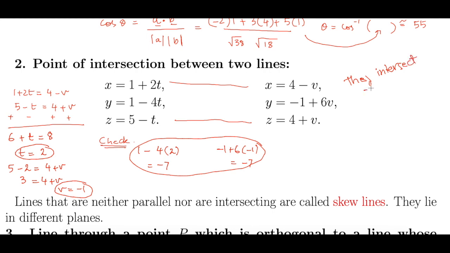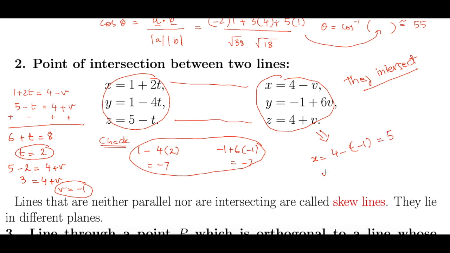Okay, so now it's a piece of cake. Now we can put either the value of v here or the value of t here. It doesn't matter which one we choose. So let's choose this one. So x is equal to 4 minus 1, which is equal to 5. Similarly, y is equal to minus 1 plus 6 times minus 1, which is minus 7. And z is equal to 4 plus minus 1, which is equal to 3. So my answer is the point 5, negative 7 and 3.